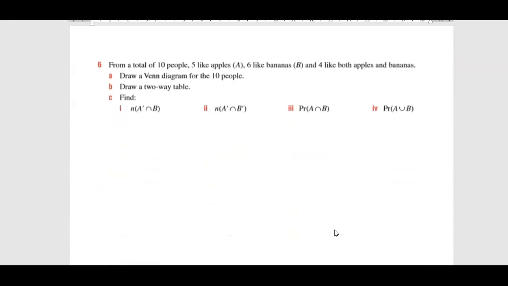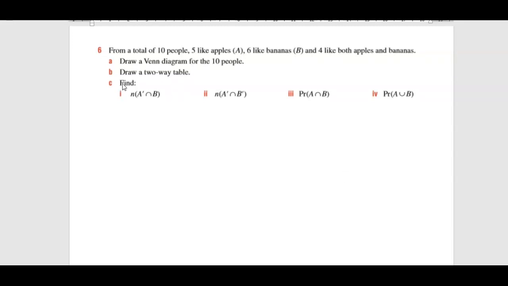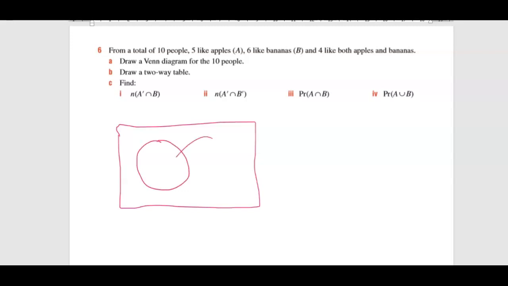All right, question 6. From a total of 10 people, 5 like apples, 6 like bananas, and 4 like both apples and bananas. Draw a Venn diagram for the 10 people. So let's get our Venn diagram up. Oops, didn't leave much space, but that's okay. All right. So 10 people, 5 like apples, 6 like bananas, 4 like both.